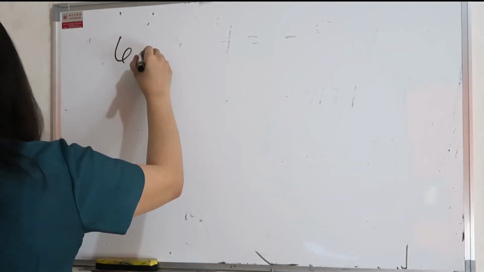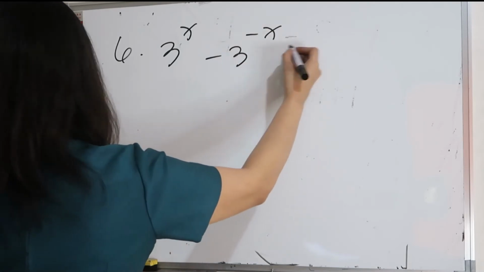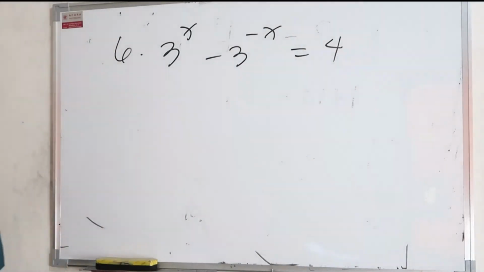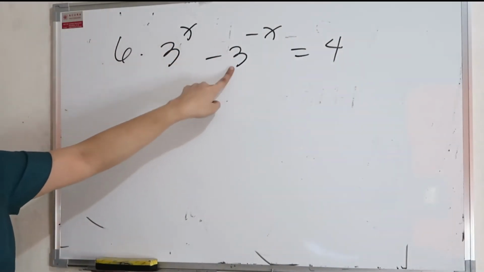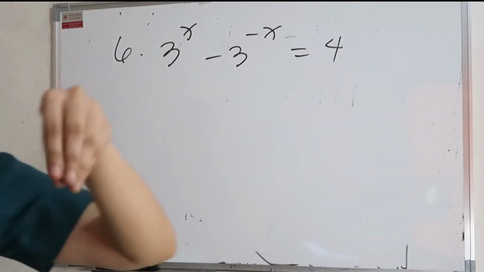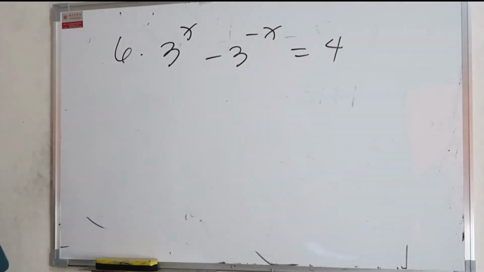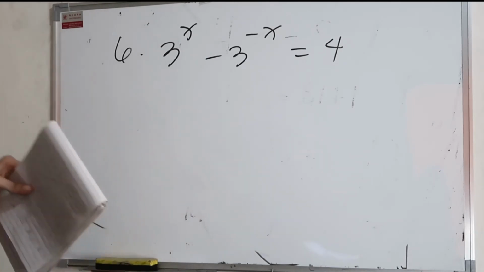Let's say the given is 3 raised to x minus 3 raised to negative x equals 4. We cannot use the other example in this particular example because the operation is subtraction. So from here, there's another way to solve it. So how do we do that? How do we solve it?